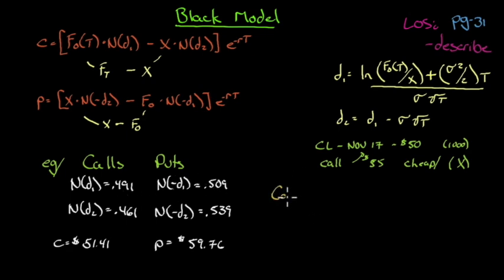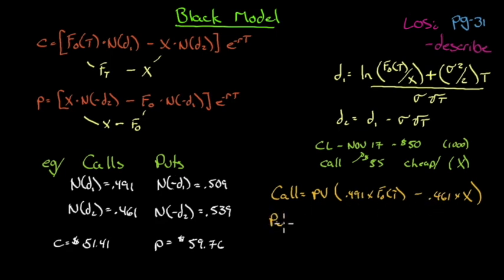So the call is just the present value of the expected payoff, and the expected payoff is 0.491 times the futures price minus 0.50, not 509. I'm going the wrong way. I'm going across. I've got to read down: N(d1), N(d2), minus 0.461 times whatever exercise price we have. So that's the value of the call. It's really just the present value of the expected payoff, and these are the expectations.